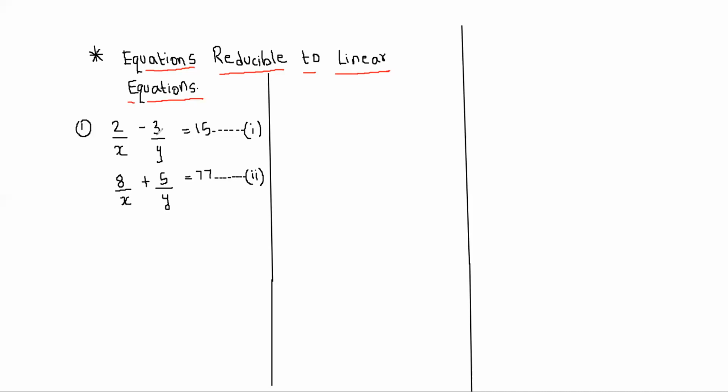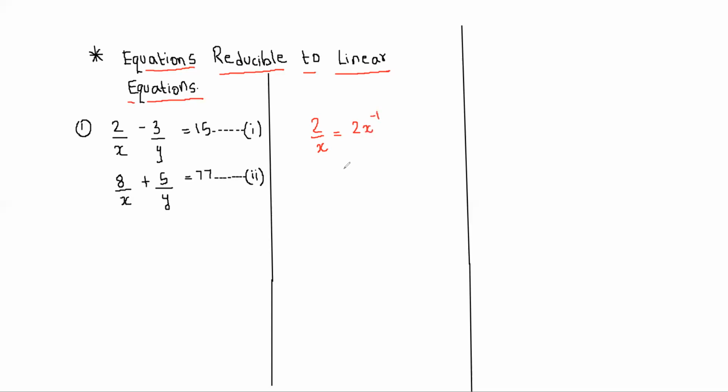Why? Because a linear equation has a condition that the degree of the equation should be 1. And when we look here at 2 upon x, we have to bring the variable up to the numerator. So when we do that, students, 2 upon x becomes 2x raised to minus 1.